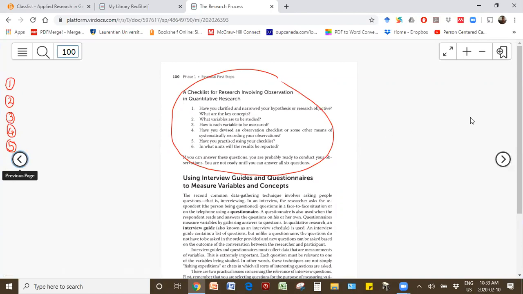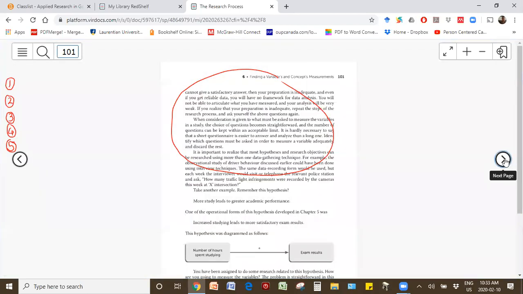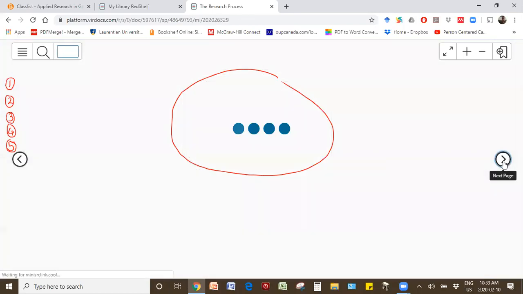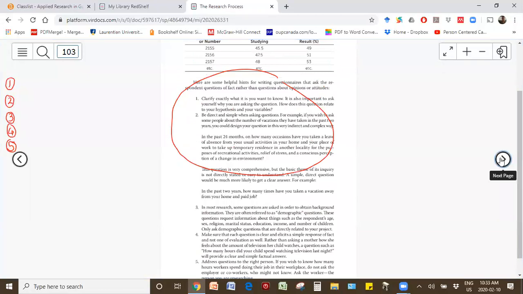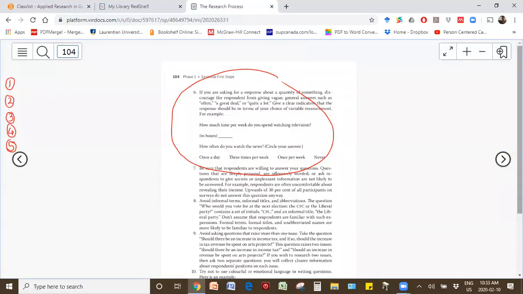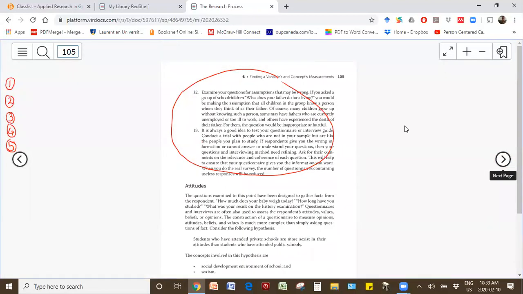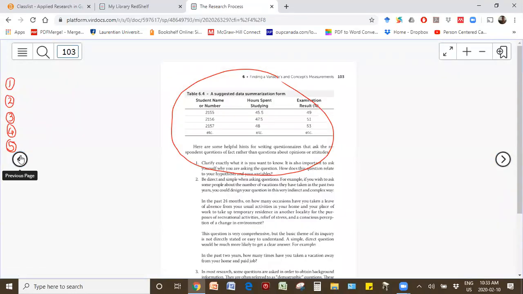When you use interview guides and questionnaires to measure variables and concepts, yep. I guess you just have the helpful hints. You don't have a list. You just have a bunch of helpful hints. But if you want to look at that, perhaps you should look at it. This is very interesting. Okay.